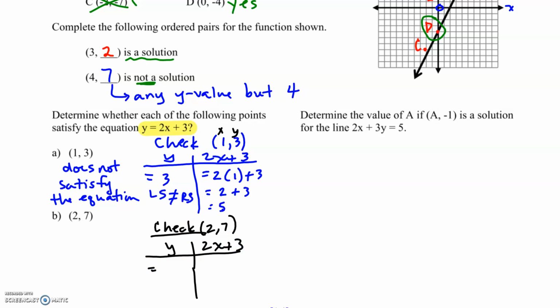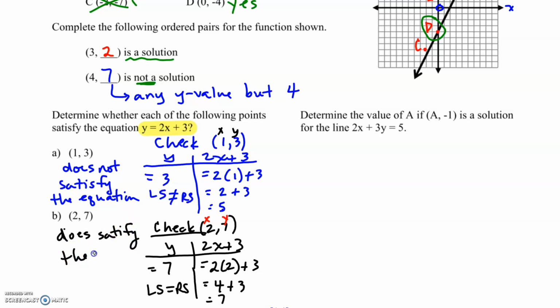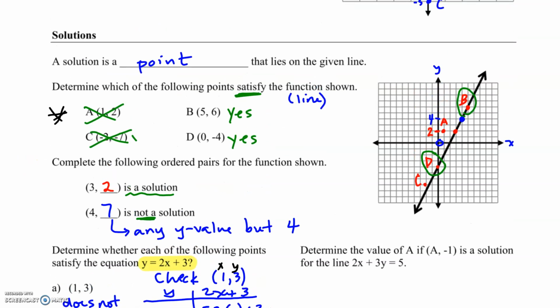So my y value this time, the x is 2 and the y is 7. So I'm going to go ahead and plug in 7 for y. And x is 2, so instead of 2 times x, it'll be 2 times 2 plus 3. 2 times 2 is 4 plus 3, which is 7. So this time I have left side equals right side. Therefore, I know that 2, 7 does satisfy the equation.